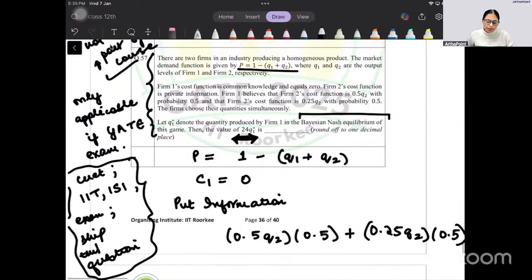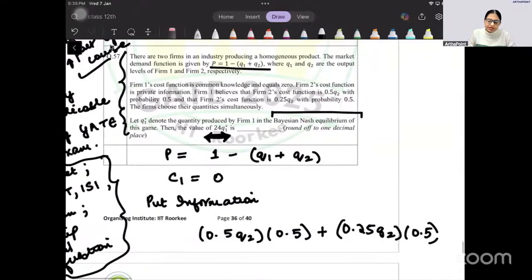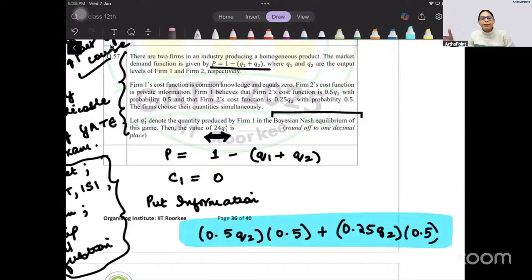Okay, so the firms are going ahead and they are determining the output simultaneously. And firm 1 does not know what firm 2's actual cost function is, but it's just creating a cost function based on its expectation. It is just thinking that maybe this is the cost function of firm 2, right?